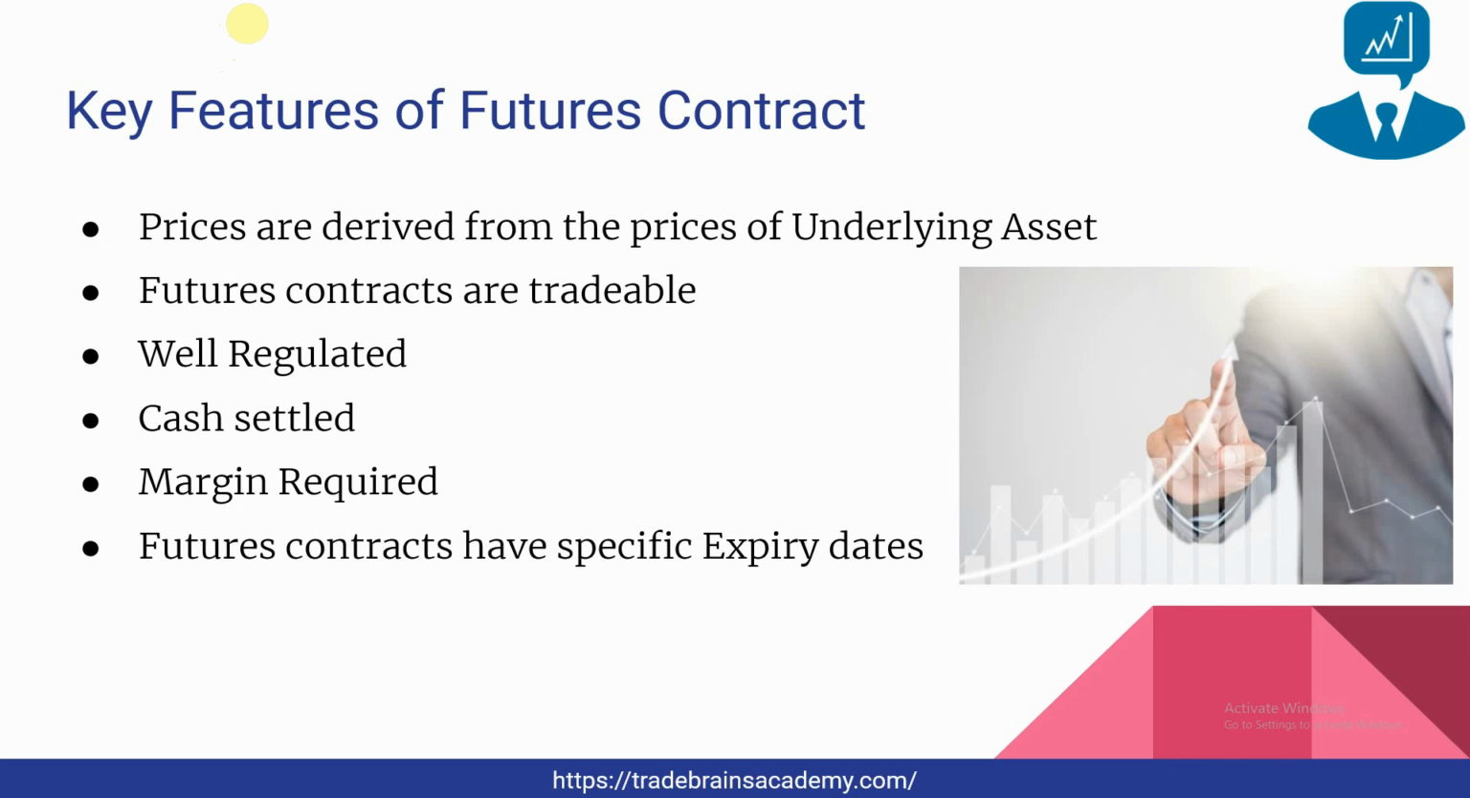And futures contracts have specific expiry dates. At any time in the Indian market, the futures contract has 3 expiries running, that is the near month, middle month, and the far month, and they always expire on the last Thursday of the month. And if the last Thursday is a holiday, then they expire on the preceding day. Each and every contract has a specific expiry date, and they are mentioned at the time when the contract starts. So these are some of the basic features of a futures contract.